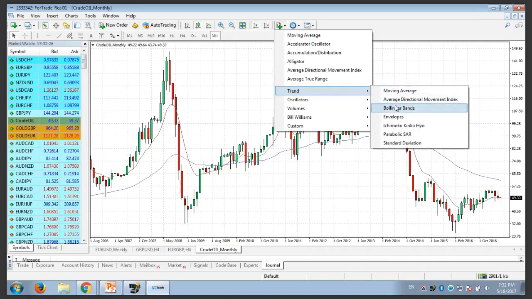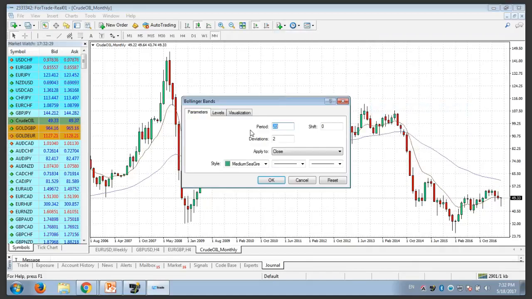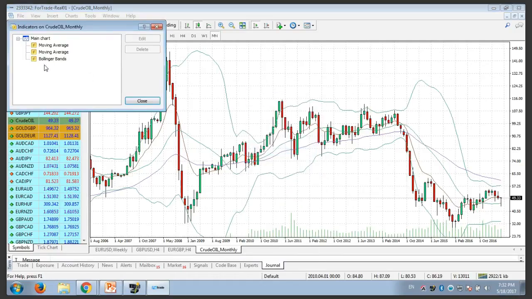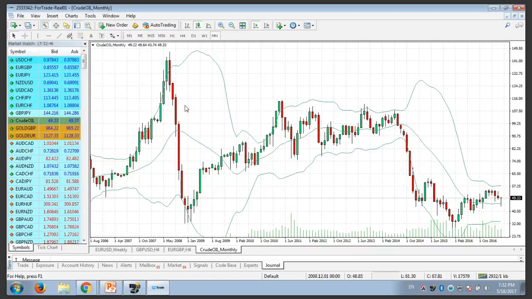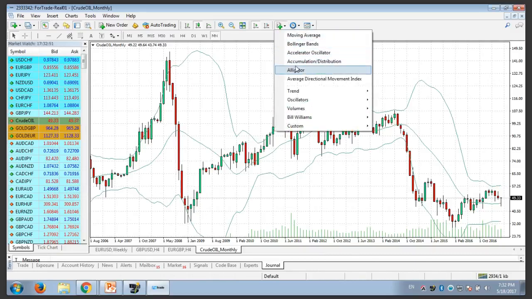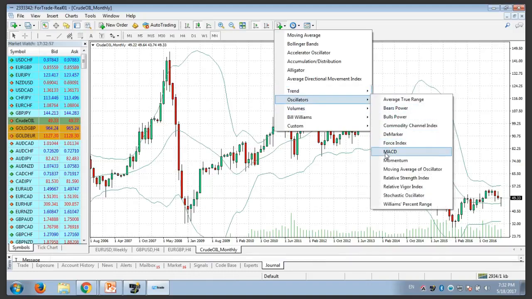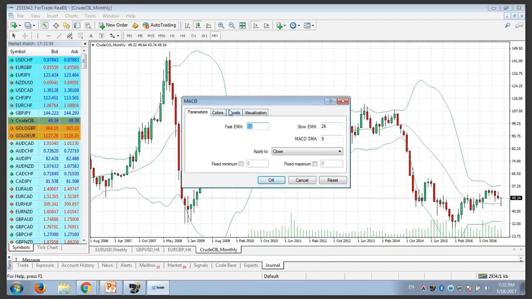Again, if you want to add some other indicators, under trend you have Bollinger Bands. Just use the commonly used parameters, don't change anything, and you will see the Bollinger Bands. That's too much right now, so we're going to the indicator list. We want to delete all of them and now just keep the Bollinger. And now we want to add MACD, so we go to the oscillators.